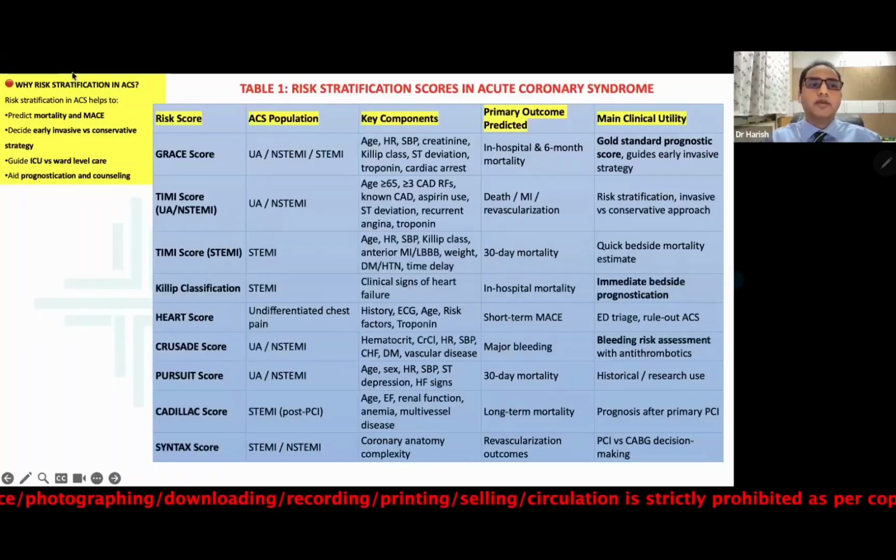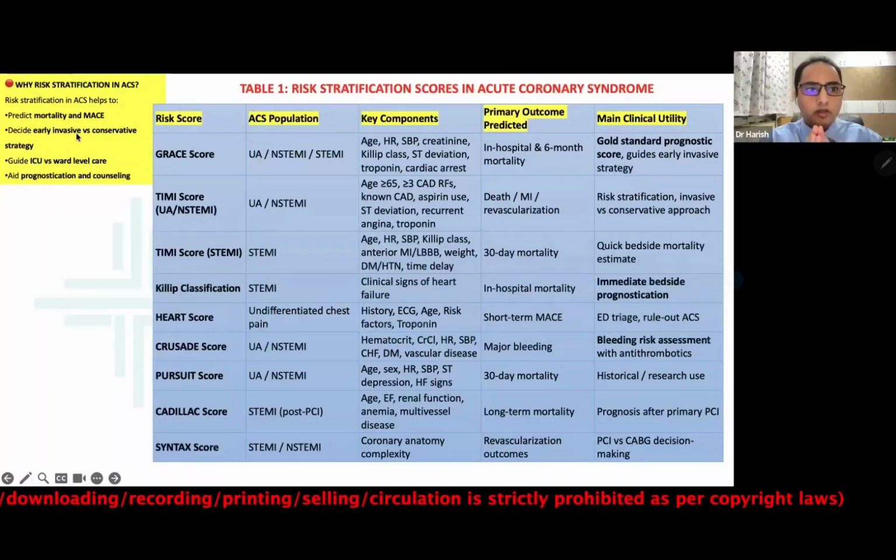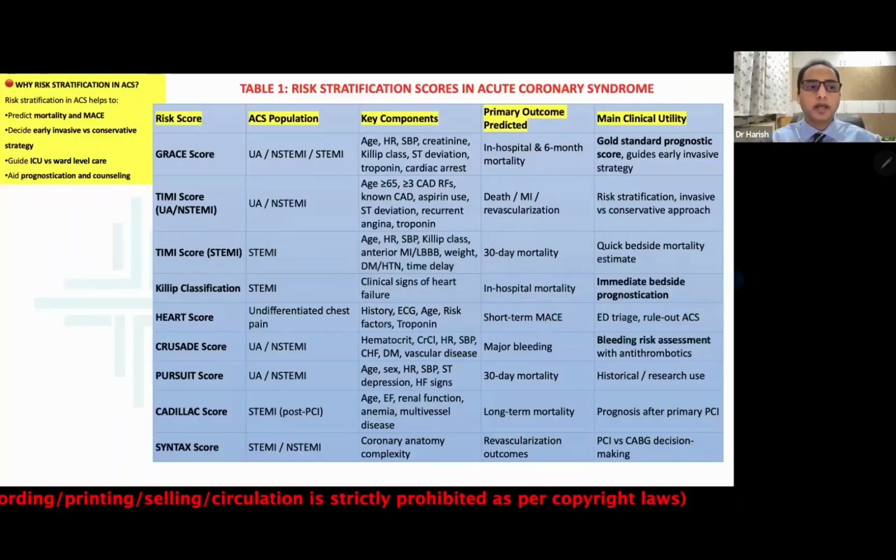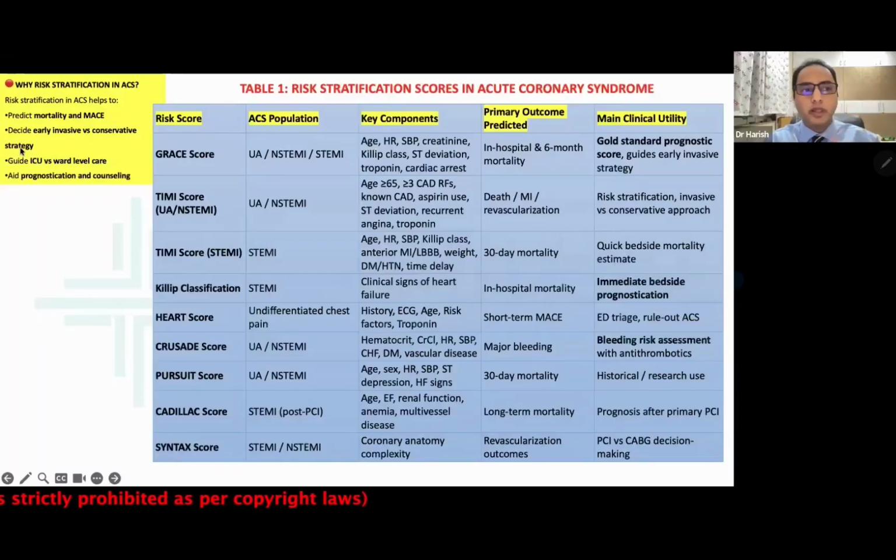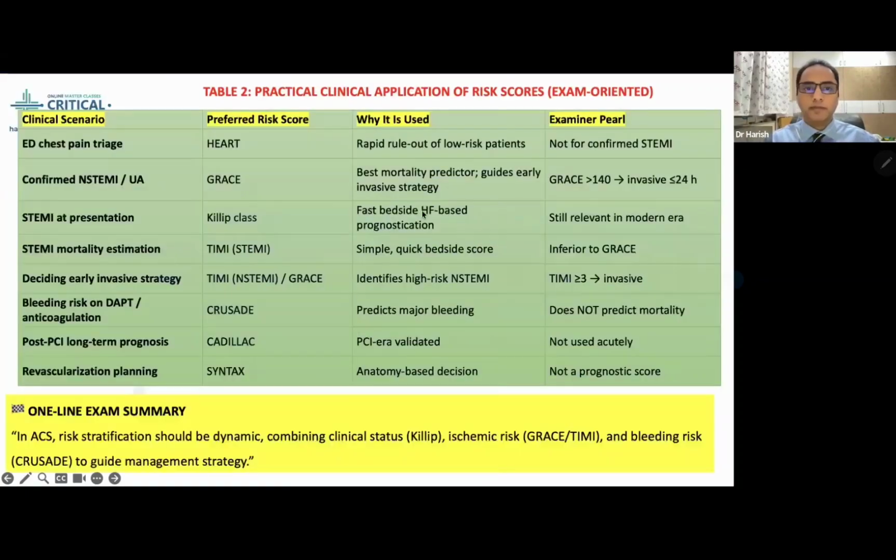Why is risk stratification needed in ACS? It helps to predict mortality and major adverse cardiac events, decide on early invasive or medical management, guide ICU versus ward level of care, and also helps in prognostication and counseling of the patient's relatives. Again, where to use which one, you can just go through it. In the ED, in NSTEMI, unstable angina, STEMI, for mortality estimation.